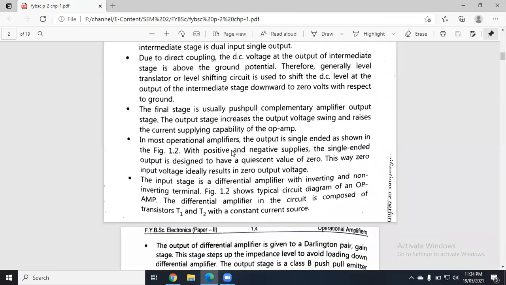It is a complementary amplifier output stage. The output stage increases the output voltage swing and raises the current supplying capability of the op amp. What is the function of the last stage? It usually increases the output voltage swing and raises the current supplying capability of the op amp. Alright, so this is all about the four blocks. In most operational amplifiers, the output is single-ended, with positive and negative supply. The single-ended output is designed to have a quiescent value of 0, so the Q point should be 0. This way, 0 input voltage ideally results in a 0 output voltage.